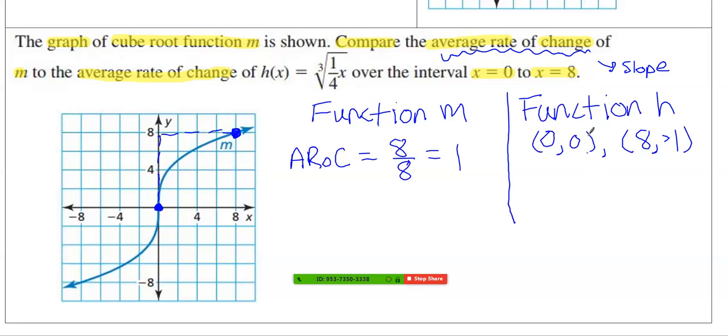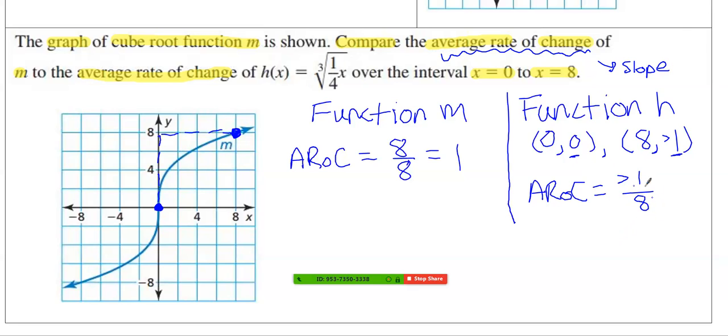So that means the change in y, here are our y values, 0 and something greater than 1. The average rate of change is going to be equal to a number greater than 1 over, how far is it from 0 to 8? That's 8. So a number greater than 1 over 8. But, oh, I should say it's less than 2.